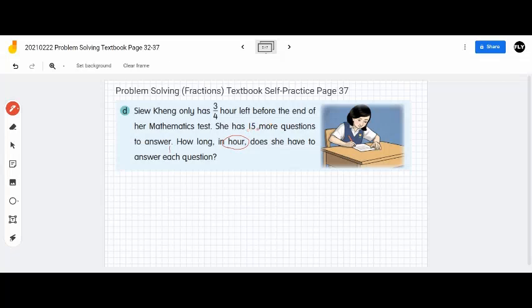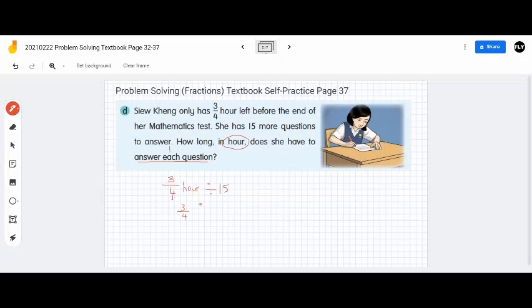So this is 15 questions, and the question wants how long to answer each question. So it means that this is division. How long does she have? 3/4 hour. So 3/4 hour divided by 15. Let's ignore this unit first. We can always write it at the end of our answer.